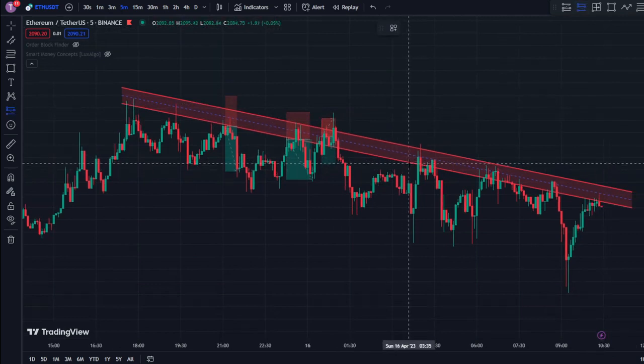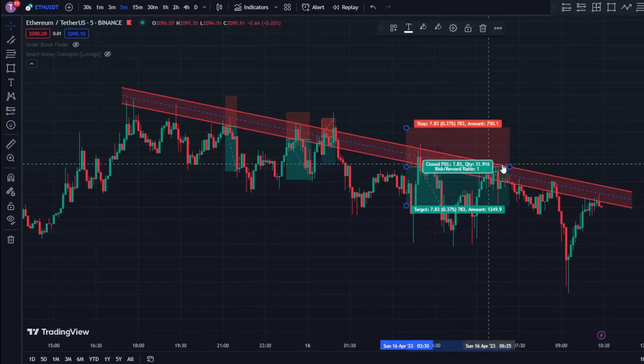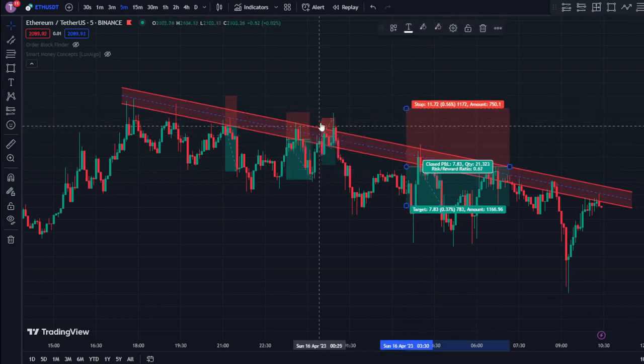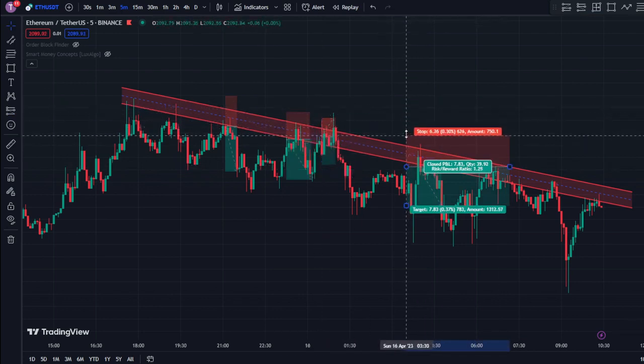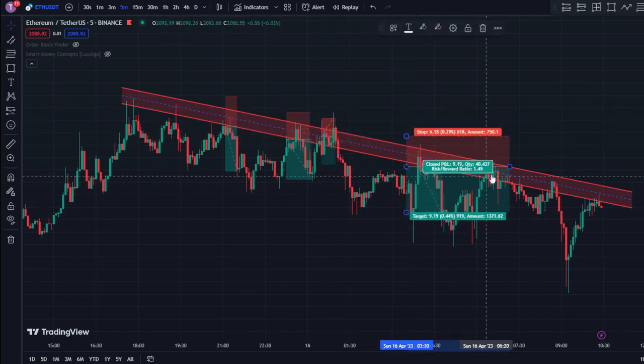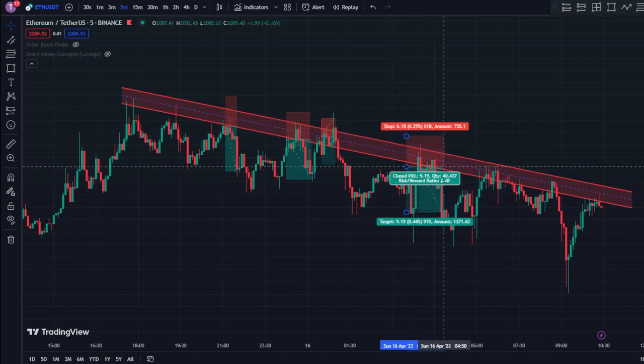It's the same thing. Place your entry right below the trend line. Stop loss, you can put it right above the recent swing high, but in this case, I'll just put it slightly above the trend line right here. And you have a 1.5:1. So as you guys can see, there's so many more trades that you could have taken.